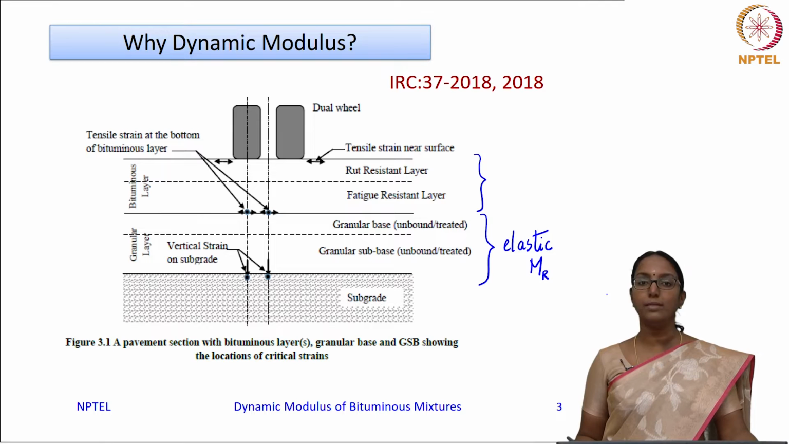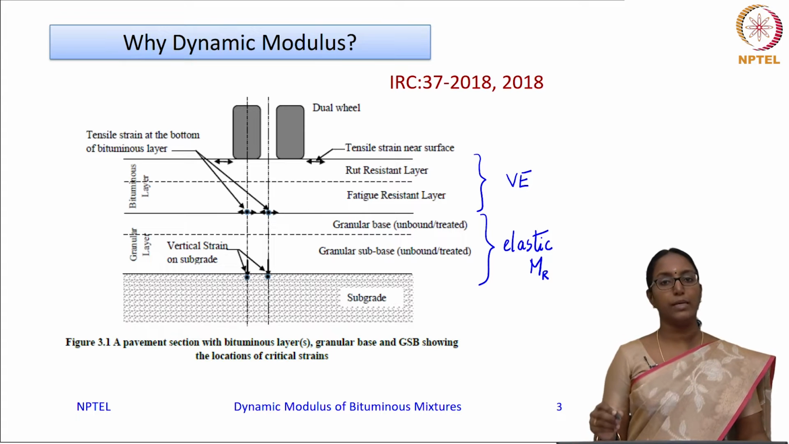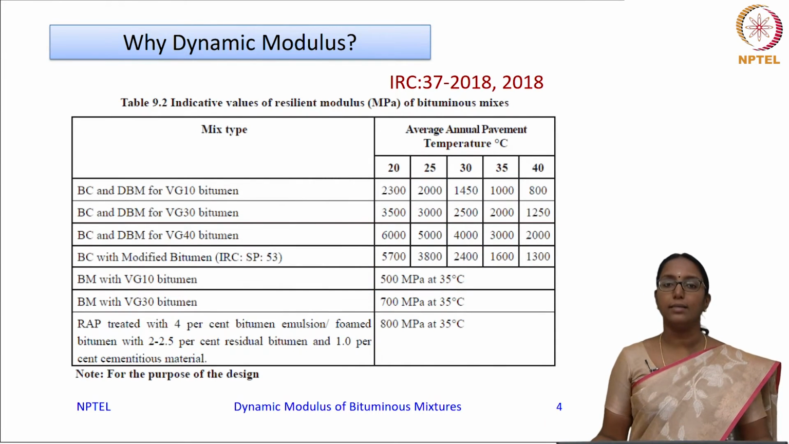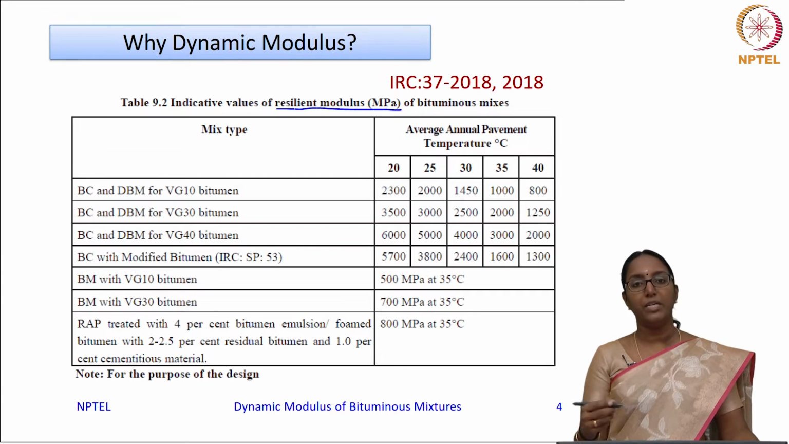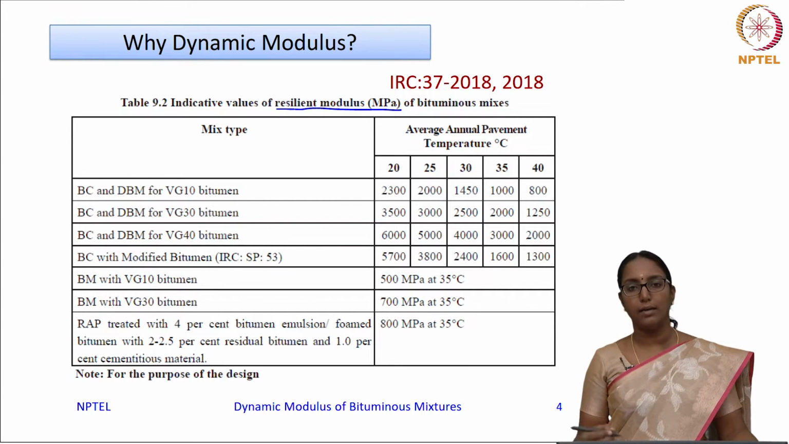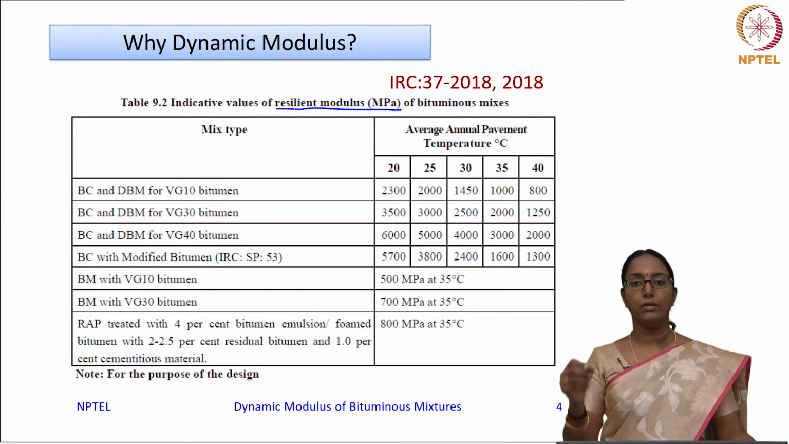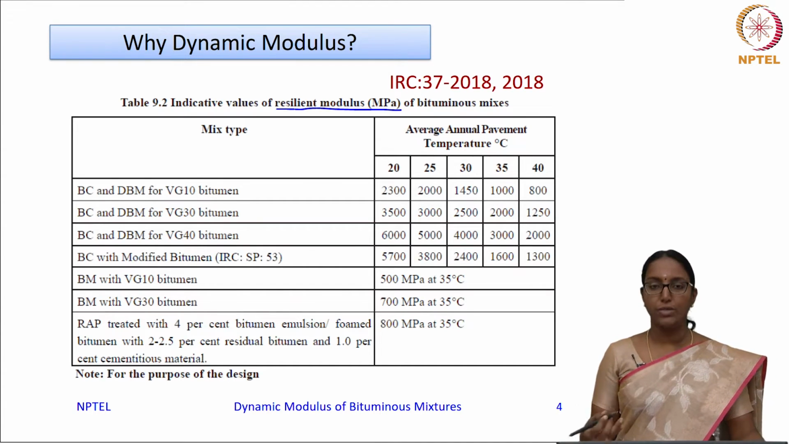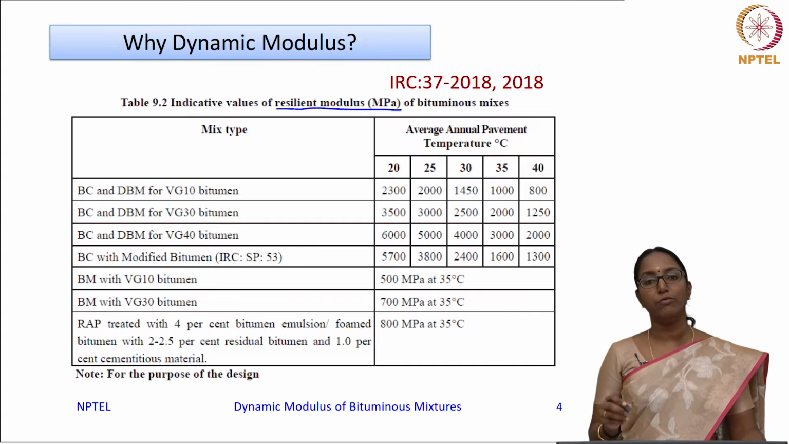Whereas when it comes to the bituminous layer, we know that it is a viscoelastic material. So we should have a property that will actually capture the viscoelastic nature of the material so that you can input it and do the analysis of the structure. As far as IRC is concerned, you use a resilient modulus value for bituminous mixtures. Now we will be discussing how the resilient modulus is captured in another lecture. Now this resilient modulus value will actually depend upon the rate of loading, the type of the mix, the binder content, the air voids in the mixture, the temperature of test and so on.